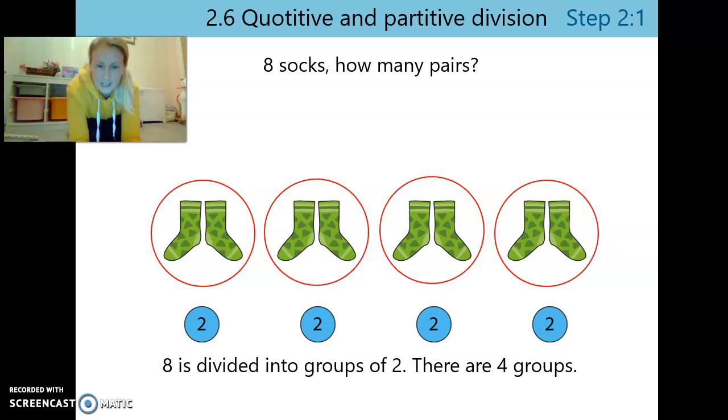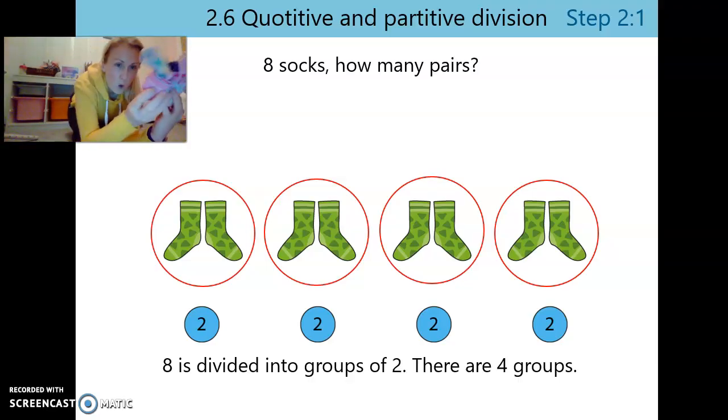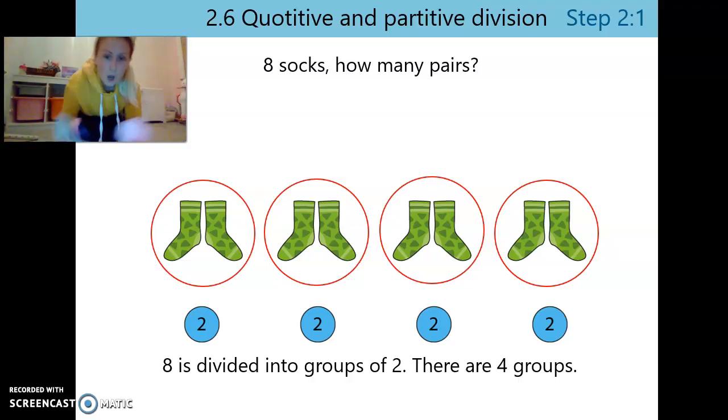8 is divided into groups of 2. There are 4 groups. So we had 8 to start with. Well, we still had 8 at the end, didn't we? We've still got 8 socks, but they have gone into a group of 4. So there are 8 socks here, but I've got 1, 2, 3, 4 groups, haven't I? You should be able to see them at home with your groups of socks, okay?